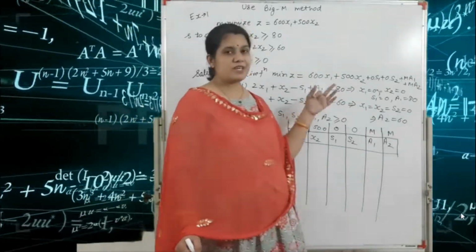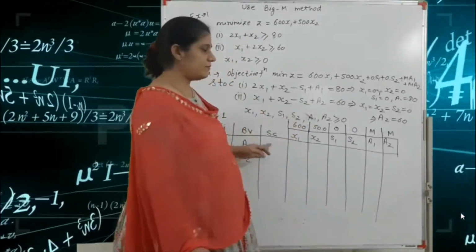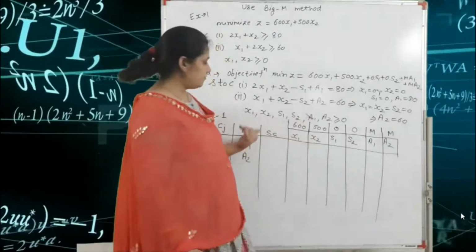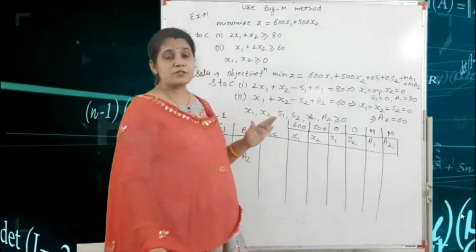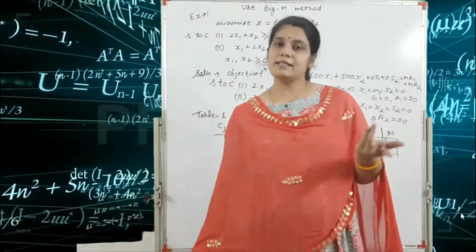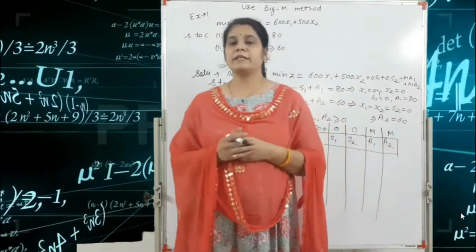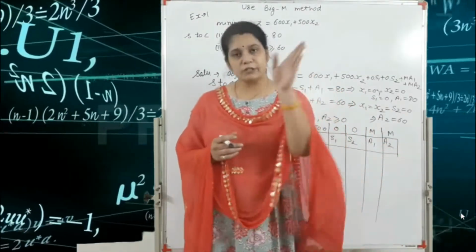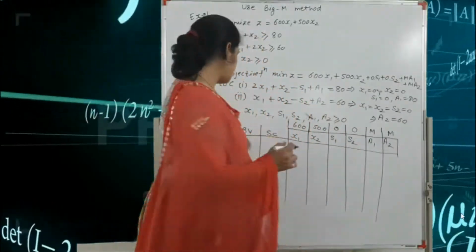If we use a1 first, you write here a1. If we use a2, we write here a2. Always you add the surplus variable, slack variable, or artificial variable here, so you maintain the sequence 1, 2, 3, 4, 5.